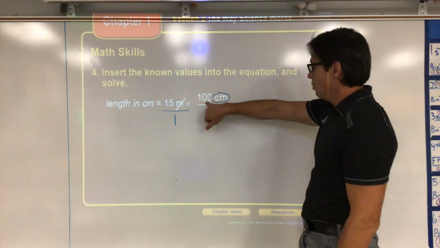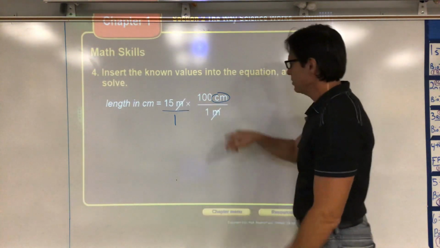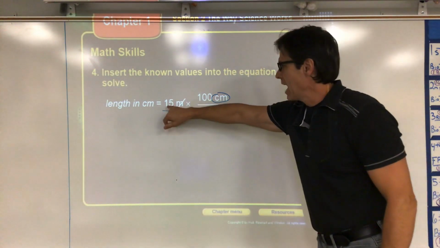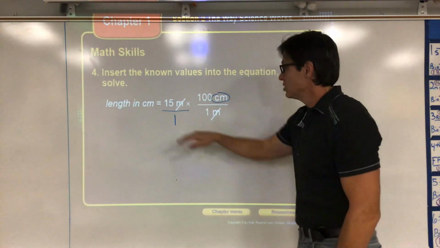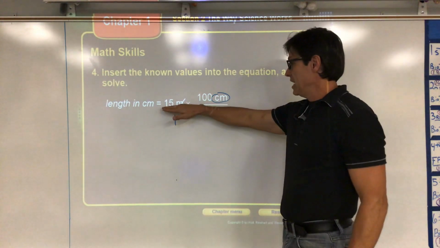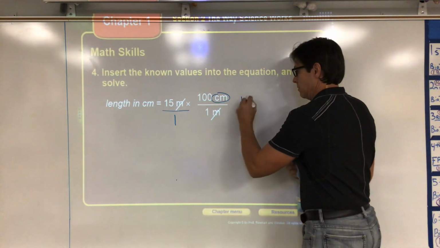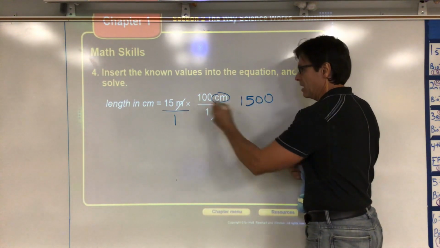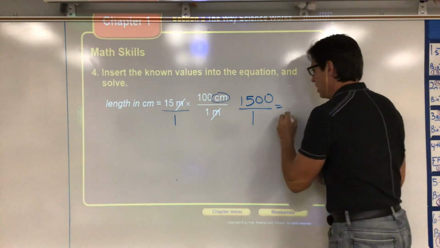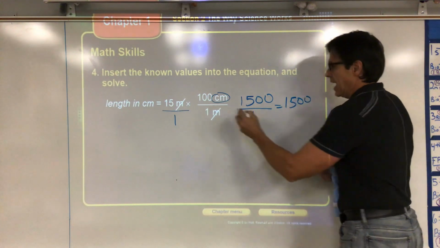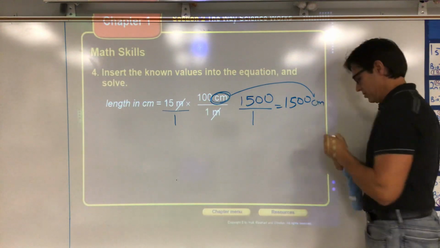Okay, so I have 100 centimeters over 1. Cross those out, just like you did here in the problem. Now I just finish the math, so it turns into a multiplication and division problem. I just follow straight across: 15 times 100 is 1,500. 1 times 1 is 1, so isn't that 1,500 over 1? So my answer is 1,500, and I cannot forget my SI unit, which is centimeters.